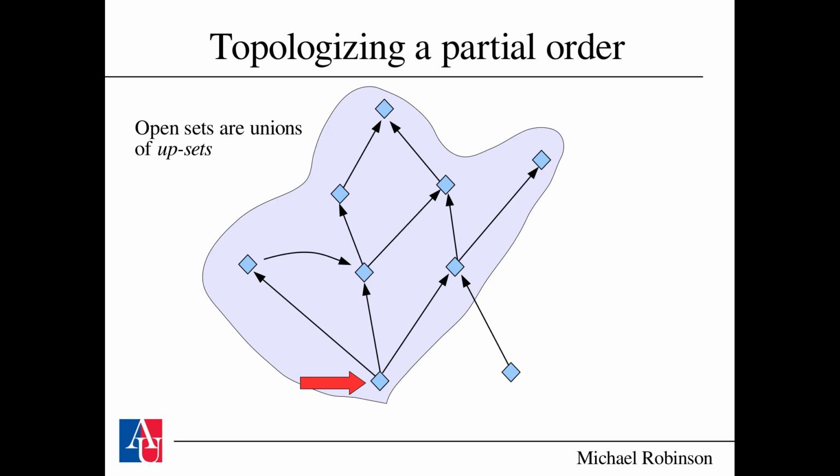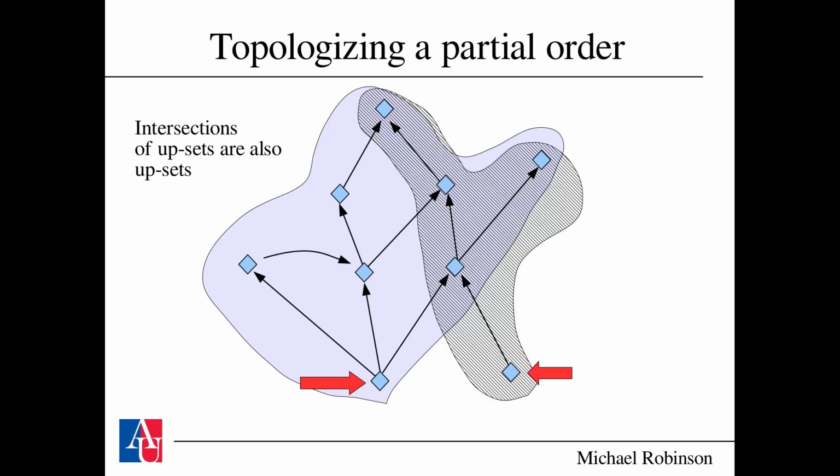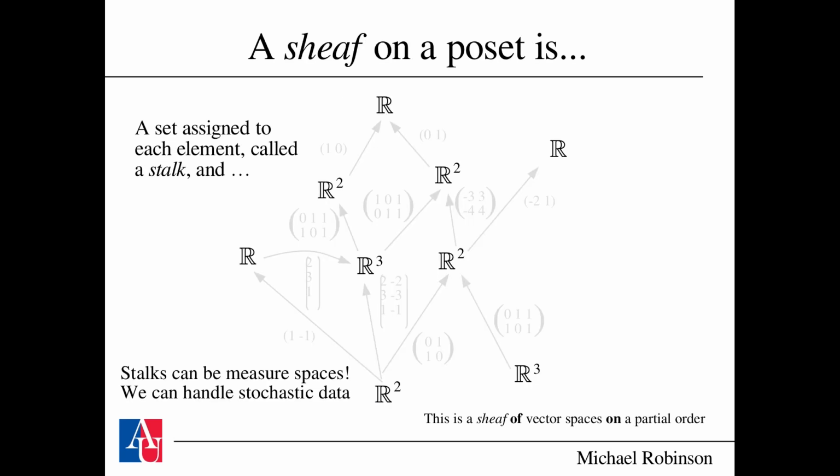Here is a partial order on the slide, and the way that you make the open sets in this topology is by taking unions of upwardly closed sets, or upsets. So here I've marked in red one particular node and taken a look at all of the nodes that follow it or are larger than it in the partial order. That's an open set. Here's another open set. And as it happens, intersections are also open sets. That's pretty easy to see. So that forms a topology.